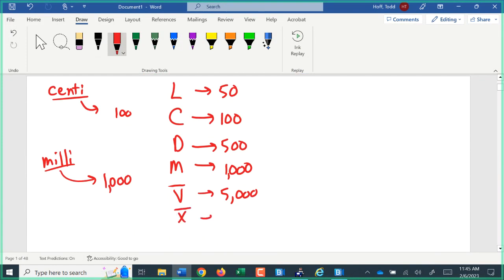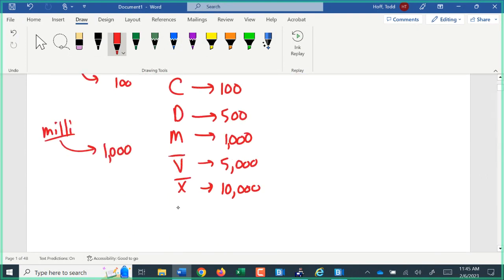X with a bar over it, well, X was 10. The bar meant times 1,000, so that was 10,000. And that system went all the way up. L with a bar was 50,000. C with a bar was 100,000.